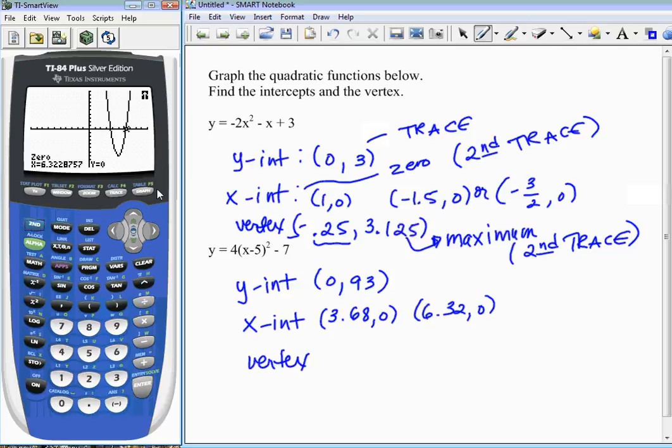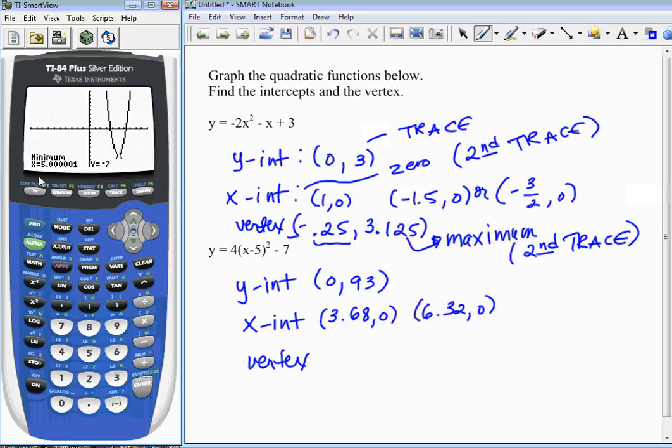We can do second trace. Now keep in mind this is a parabola that's opening up, so that vertex is a minimum. So we've got to be on the left side of it. If you think about that imaginary axis of symmetry running down through the vertex, you want to be on the left side of that axis, and then the right side of the axis, and then guess. And it doesn't really matter how far to the left or right you go. You don't have to go crazy with that.